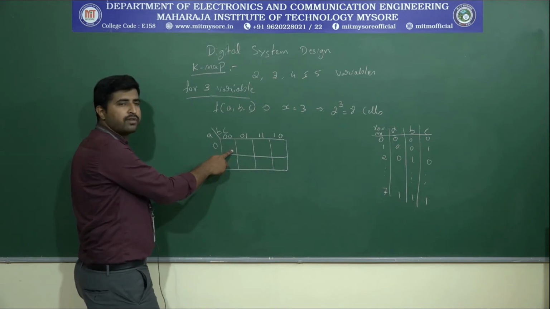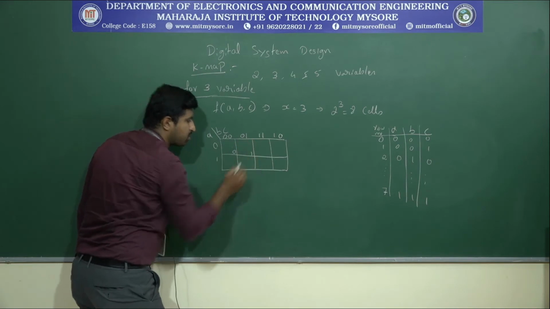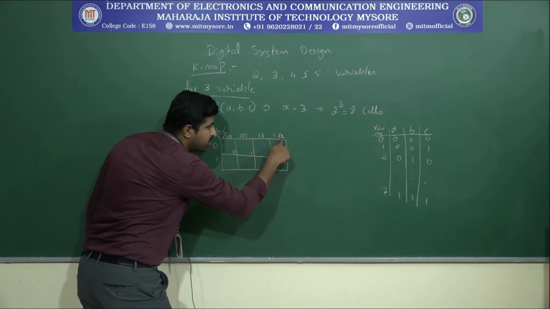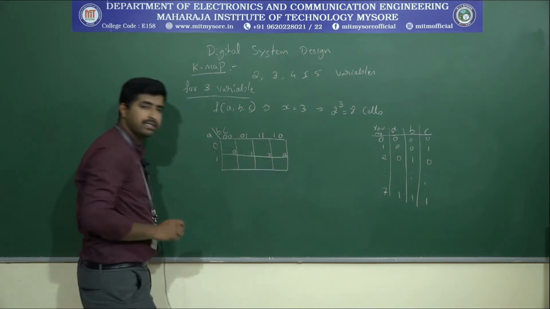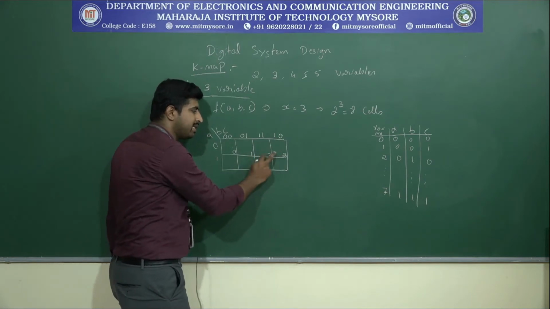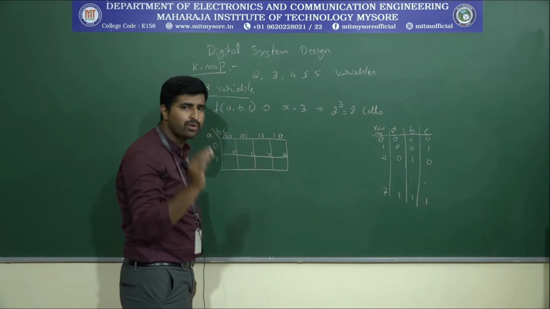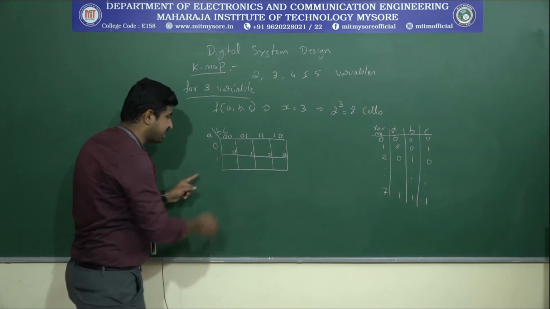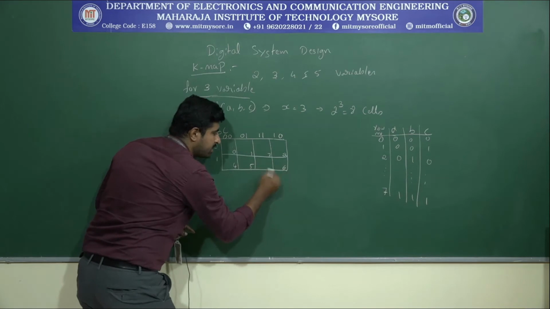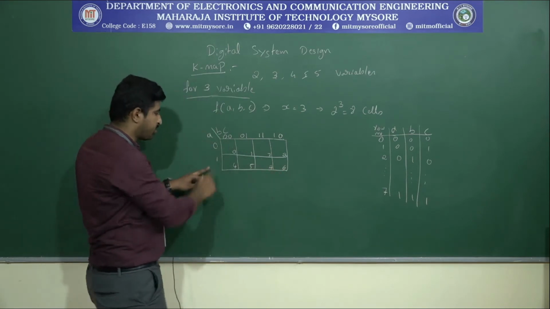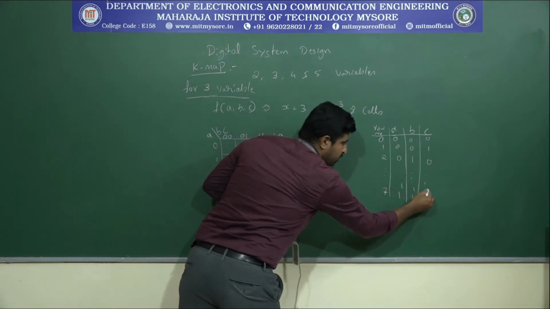That means the cell value for this one is 0, because 0 0 0. Next, 0 0 1 corresponds to 1. Next, 0 1 0 corresponds to 2. 0 1 1 corresponds to 3. See here, the cell numbers 2 and 3 are in a different order, because there is a purpose, which we are going to see later. Next, corresponding to 1 0 0 is 4, next 5, here will be 6, and here will be 7. So 1 1 1 is 7, and 1 1 0 is 6.